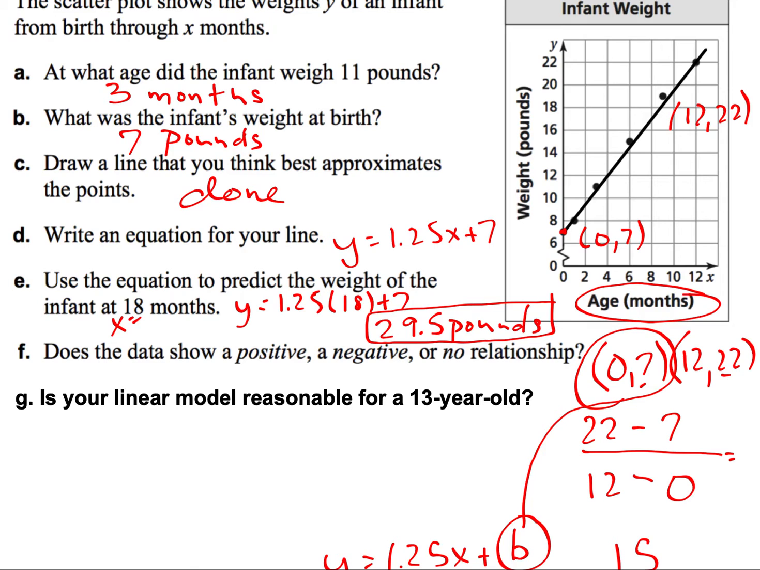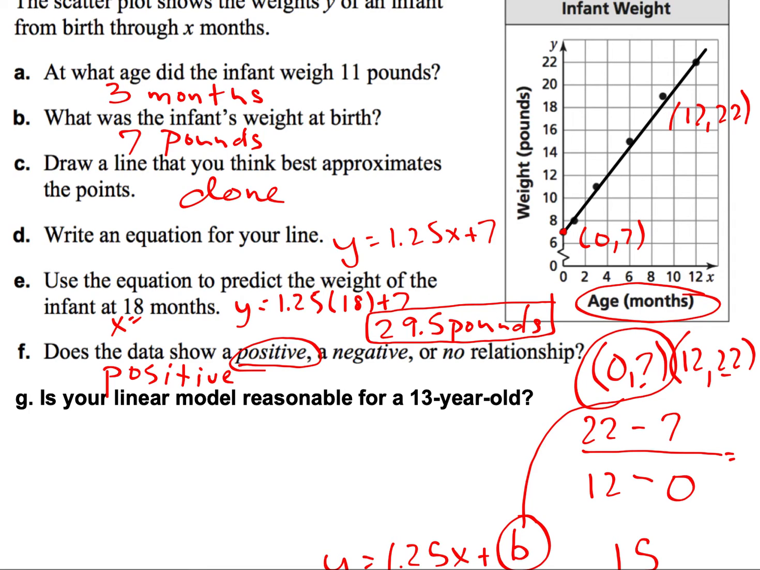Does the data show a positive, a negative, or no relationship? This is definitely a positive relationship. As an infant gets older, they tend to weigh more. That's kind of how growing works.